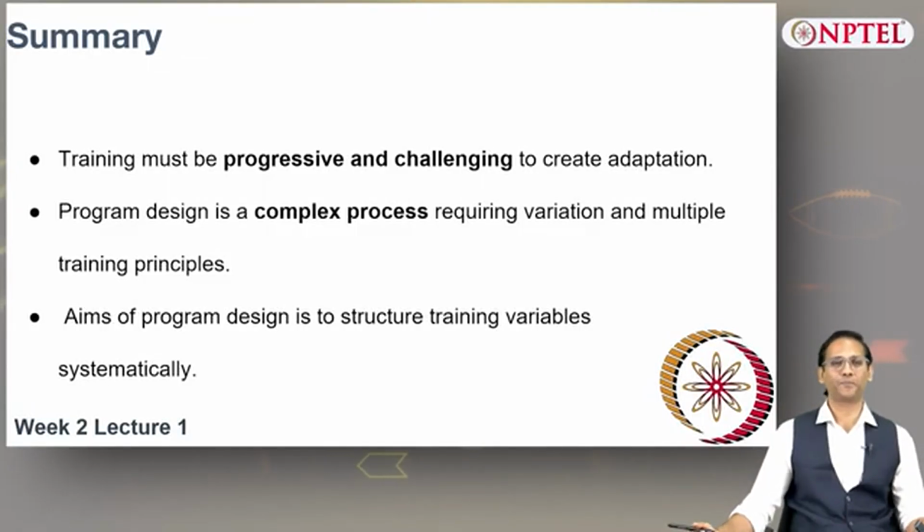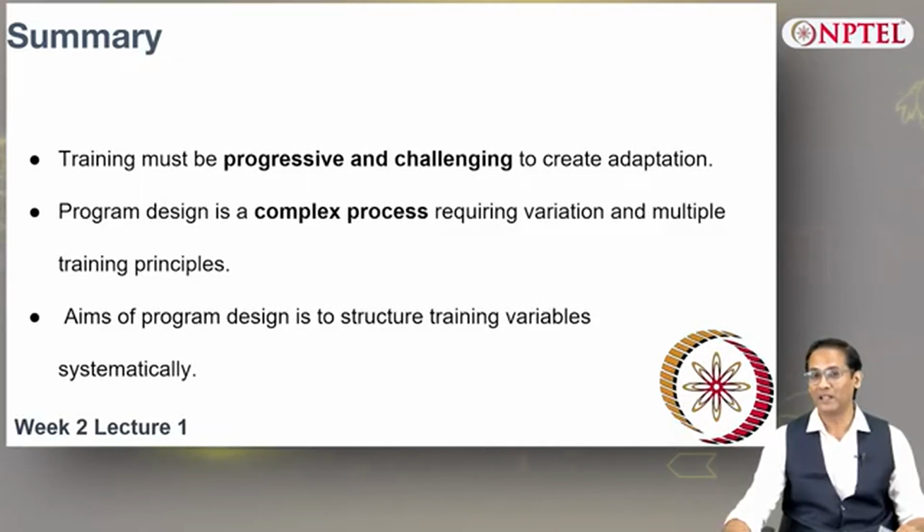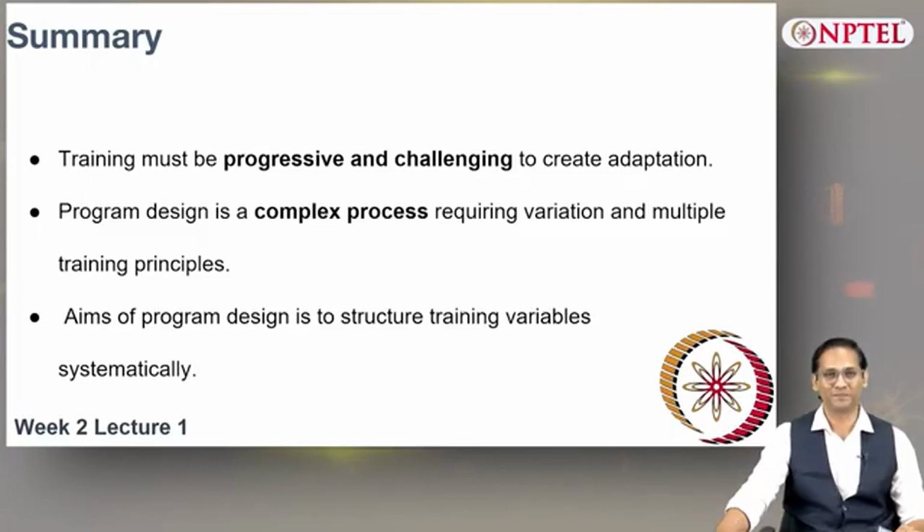So in summary, training must be progressive and challenging to create adaptation. This is the first concept. If you want to see the benefit of exercise or training, it should be progressive, it should be challenging. Program design is a complex process because it is not just changing physical activity or changing equipment. It is something beyond that. It requires variation in stimulation. It requires application and integration of multiple training principles.